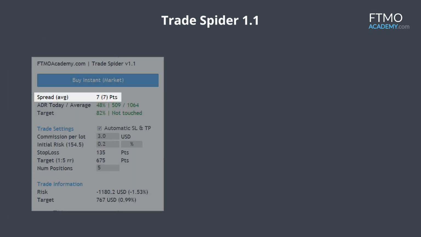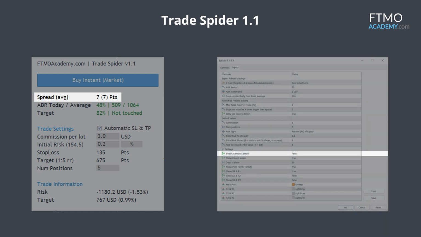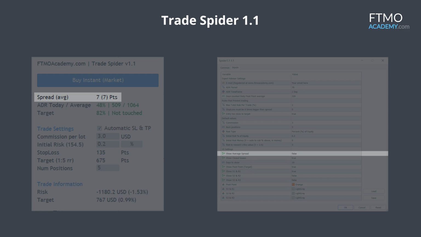You guys asked me to be able to show the current and average spread in the TradeSpider. Now you find the setting and the input of the TradeSpider under UI settings. The default is no. If you change this value to yes, it will show up in the UI.